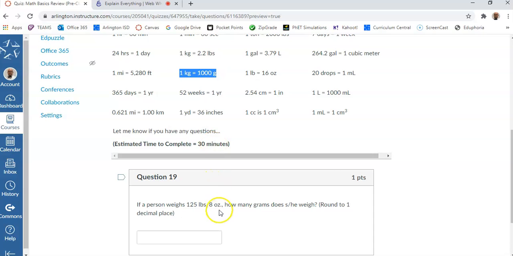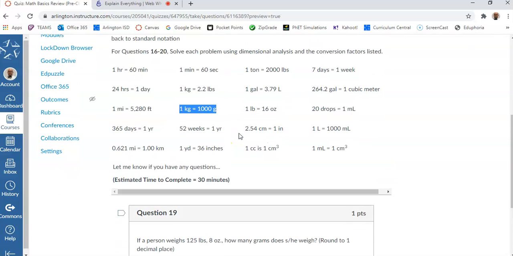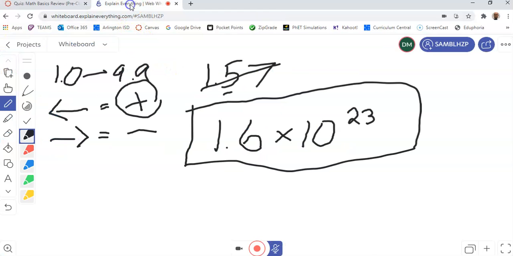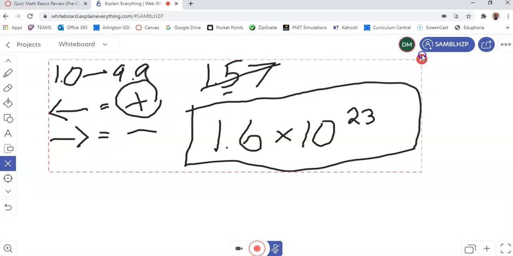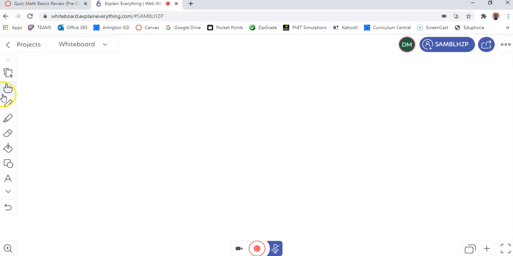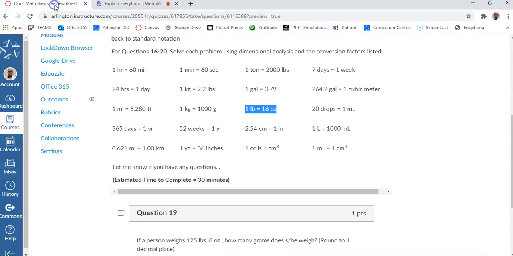But wait, that ounces? What? We don't want pounds and ounces. So look up here. Let's see if we have a conversion for that. Look at that. 1 pound is 16 ounces. Let's get it all in pounds. That'll make it easier to convert. So let's go to our whiteboard. Get rid of that. And we start off with 125 pounds, 8 ounces.